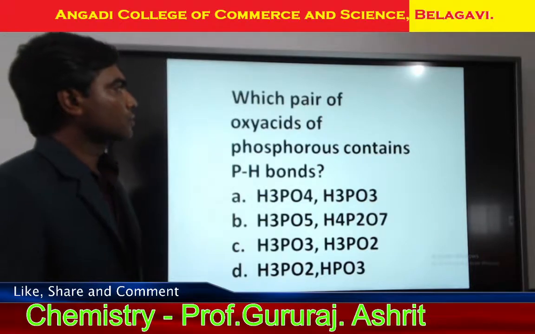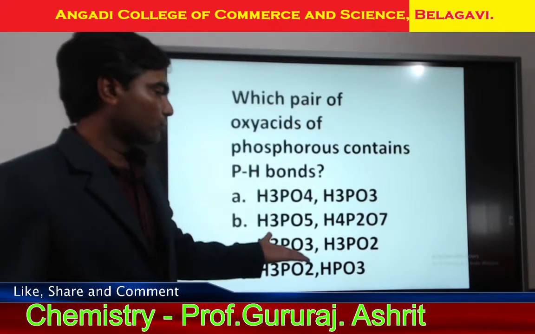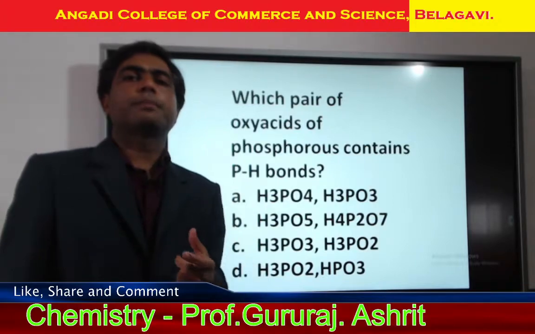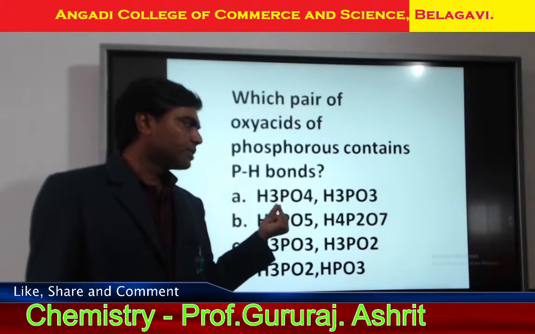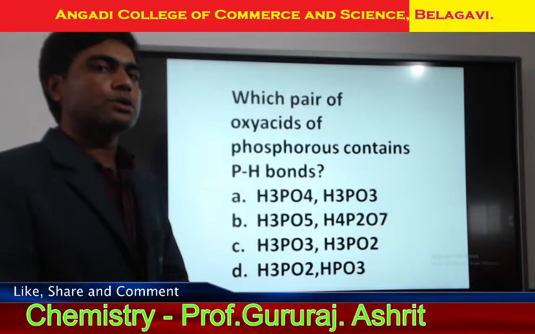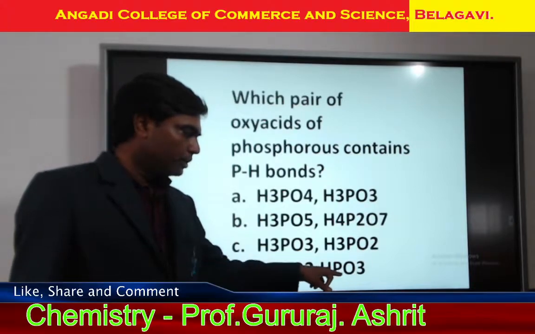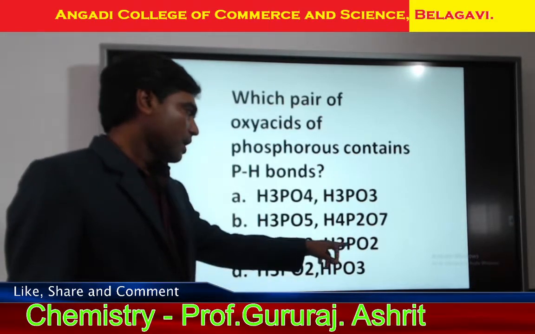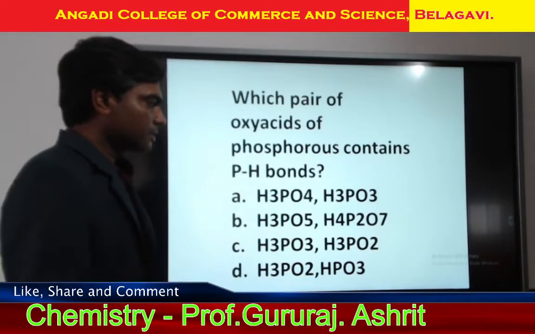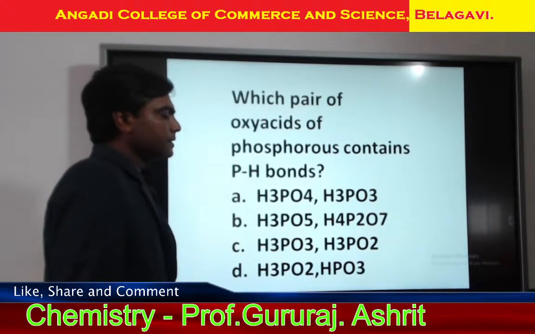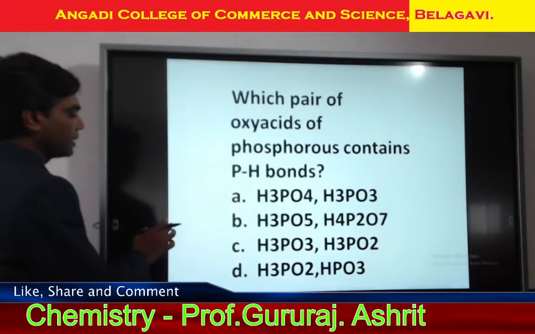Which pair of oxo acids of phosphorus contains a P-H bond? Again, you can draw the structures in which P is directly attached to hydrogen. You can identify. Another view is that where oxygen atoms are fewer, P-H bonds will be present. Based on that also you can identify. For example, here H3PO2, HPO3: here oxygen atoms are fewer and here also fewer. But here, with 5, 4, 7, 3, more oxygen atoms are there. Hence our answer for this question is D, that is H3PO2 and HPO3, where P is directly bonded to hydrogen.